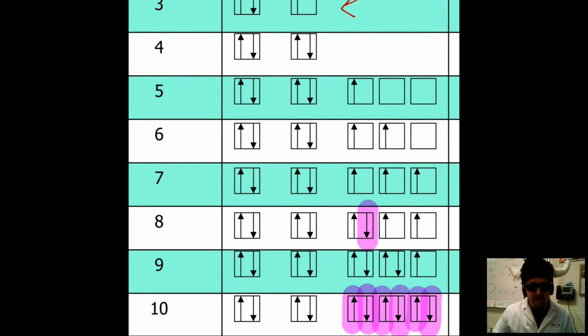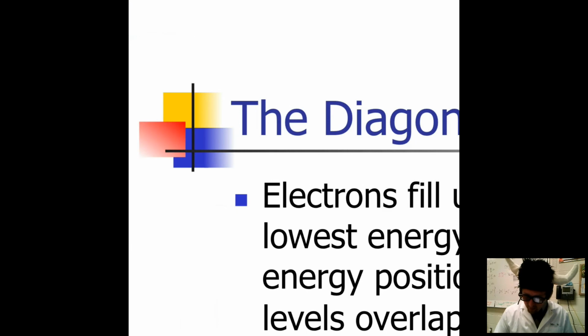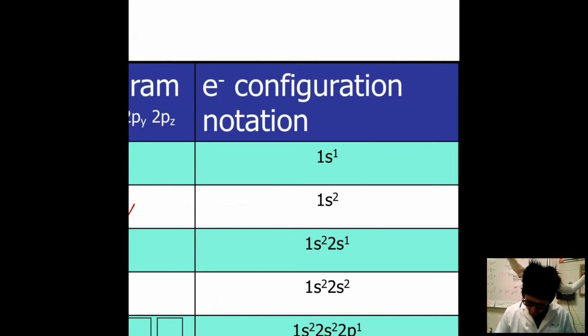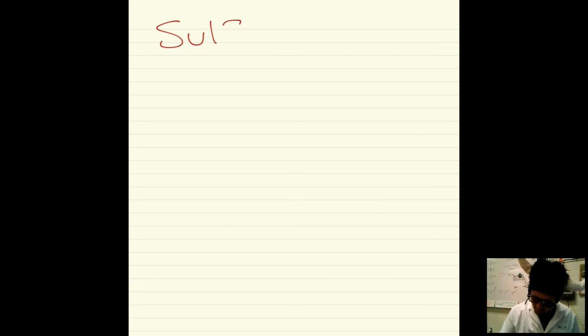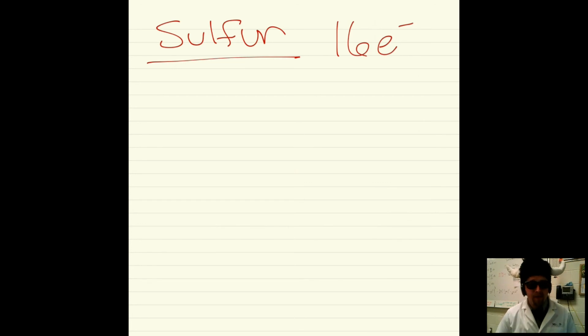So this is what orbital diagrams look like, and they fill up. Let's take another look at an example here. Let's add a page here, and let's pick some element. Let's pick sulfur. Sulfur has 16 electrons. Let's write its electron configuration, and then from there we will determine its orbital diagram.